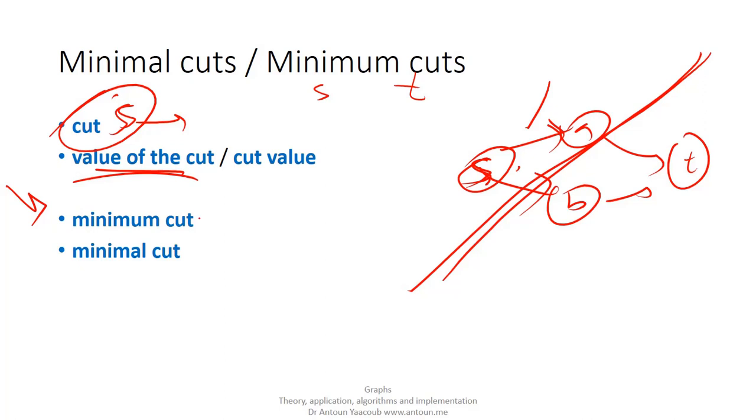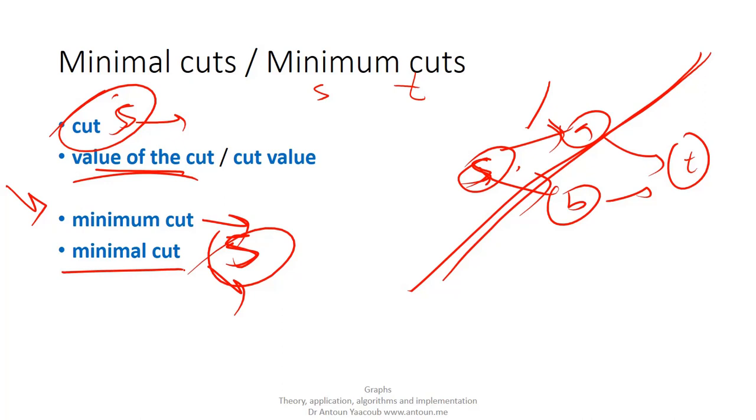So a minimum cut for a network is a cut that has the smallest possible cut value. The minimal cut means that if one of the edges of the set S is removed, the remaining set is no longer a cut. In other words, there are no redundant arcs in a minimal cut. We will see it in a while.